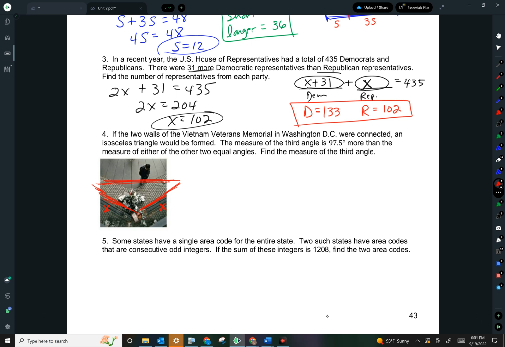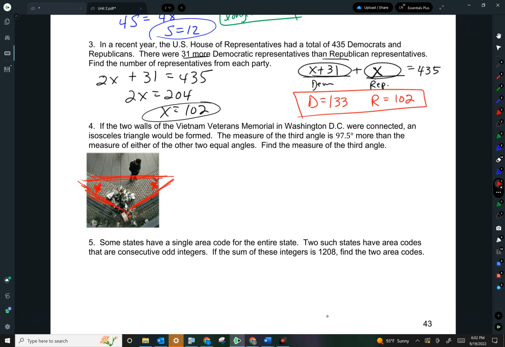The measure of the third angle is 97.5 more than the measure of either of the other two angles. Okay, well, let's do this. Maybe instead of calling the sides x, maybe I call the angles. So which are the two angles that would be equal? Well, if these are the two sides that are equal, doesn't that mean the opposite angles are the ones that are equal? So these two angles would be the same. And they're saying that the third angle right in here is 97.5.